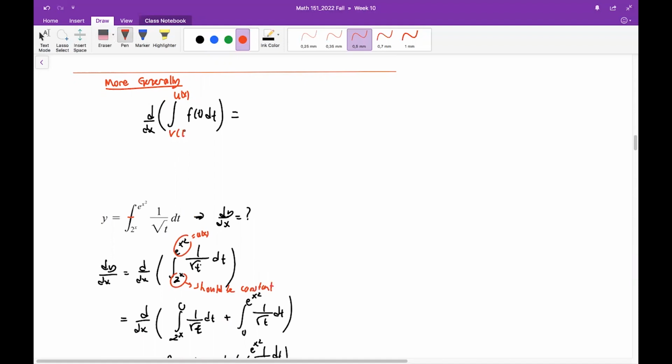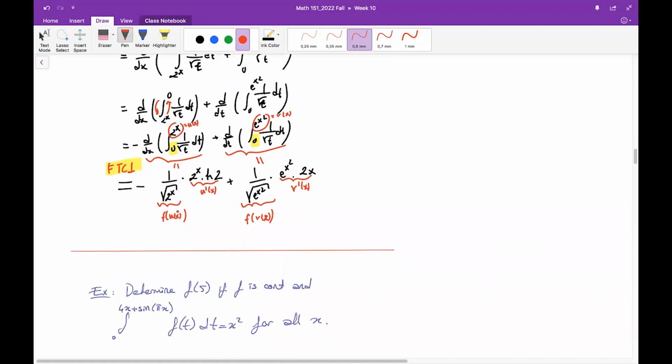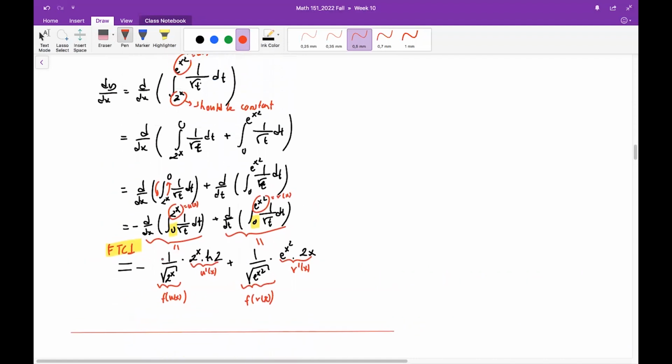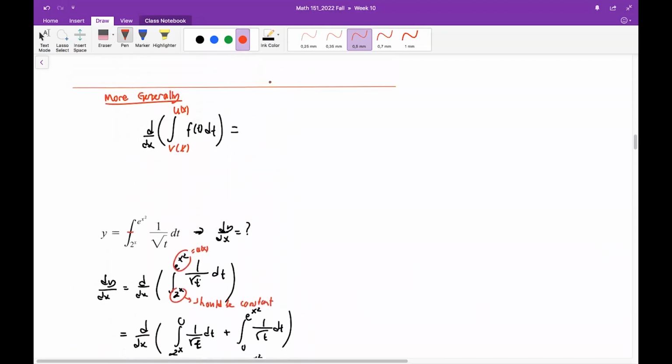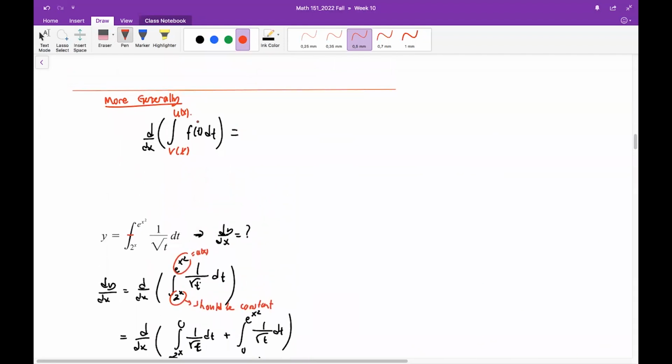So the result is, in the example, we see f evaluated at the upper bound and f evaluated at the lower bound, and then you take the difference, okay? So I will write it as: you insert the upper bound, multiply with the derivative of it, and then minus f evaluated at the lower bound, and then you multiply with the derivative of the lower bound function, okay?